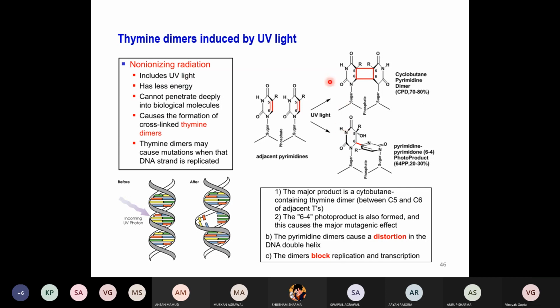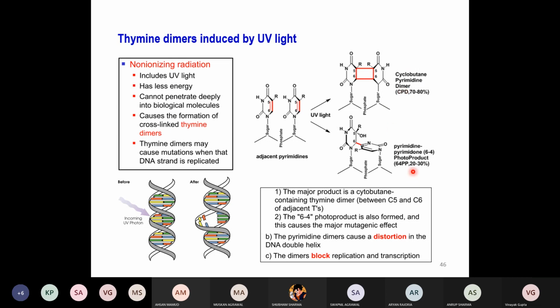And what it is doing, generally it will lead to the formation of pyrimidine dimer. In both the cases, basically there is a formation of pyrimidine dimer. In most of the cases, like 70 to 80% chances are there that it will lead to the cyclobutane pyrimidine ring. Right here you can see the red color one. This is an extra ring which is formed between both the nucleotides here. So cyclobutane pyrimidine dimer, 70 to 80% chances are there that you are going to have this.